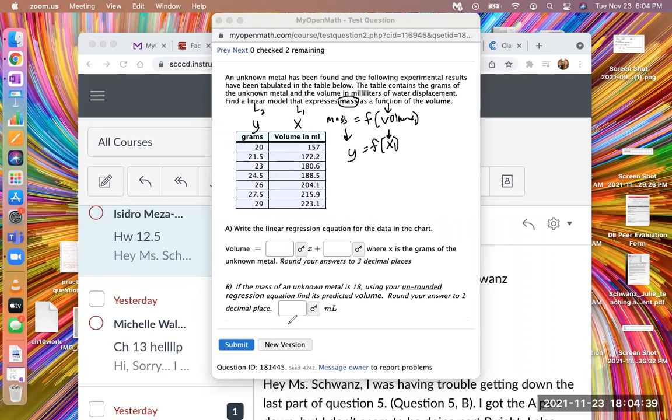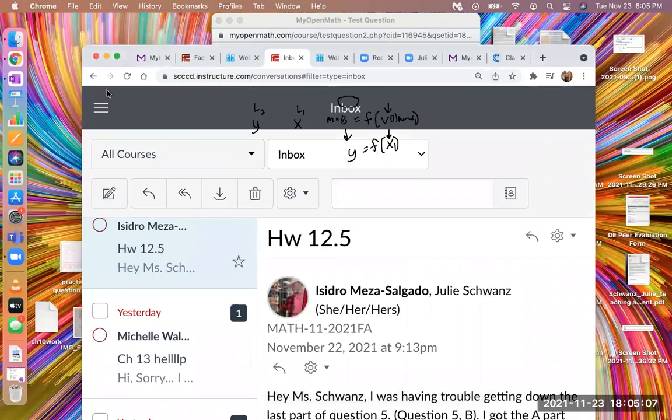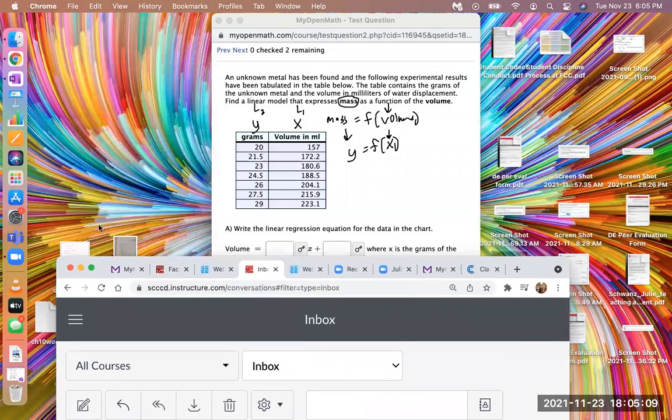Usually they list the independent variable, your x variable, in the first column and your y variable in the second column, but I'm not sure why they're trying to trip you up on this problem. But anyways, when I enter in my first value, it's going to be the volumes.